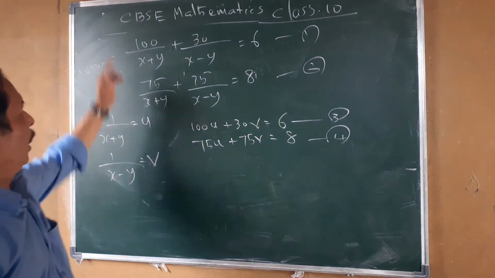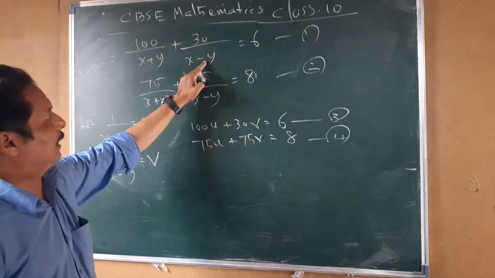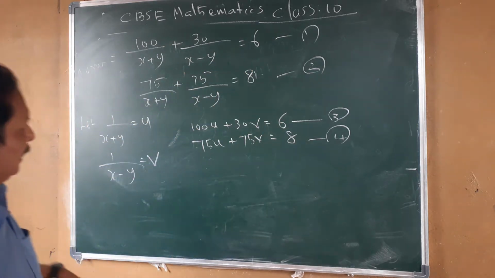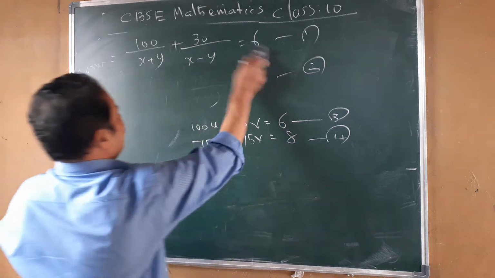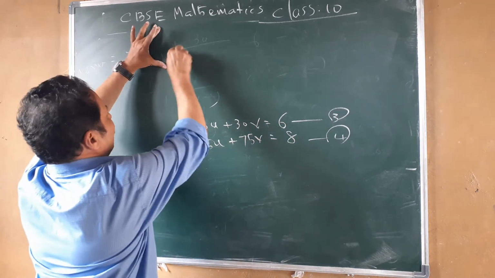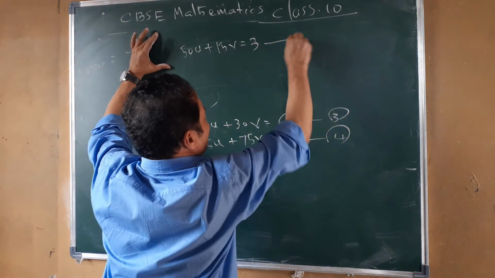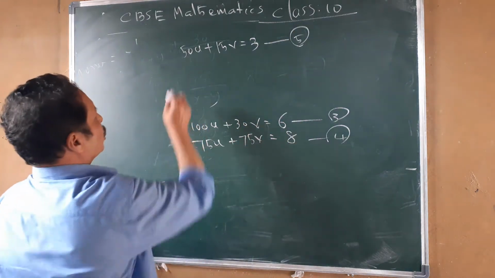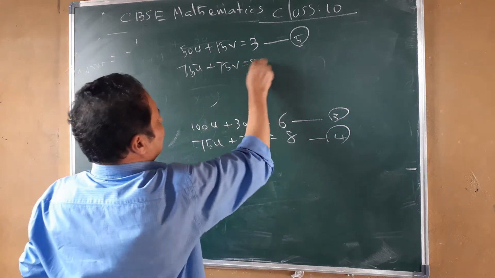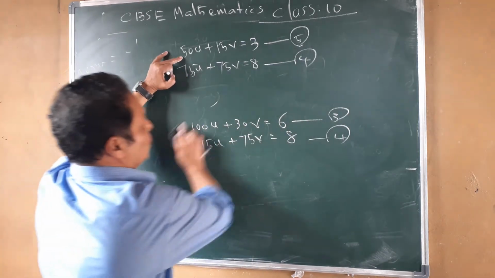Is it completed? You assume that 1 by x plus y is equal to u. So 100u, 30v. 1 by x minus y equal to v. 30v equal to 6. Get the idea? Next, whether this is divisible numbers. If you divide this by 2, you get 50u plus 15v equal to 3. That's equation number 5. And the fourth one is 75u plus 75v equal to 8. That is the fourth one. Is it completed? All these numbers divided by 2, you get like this.